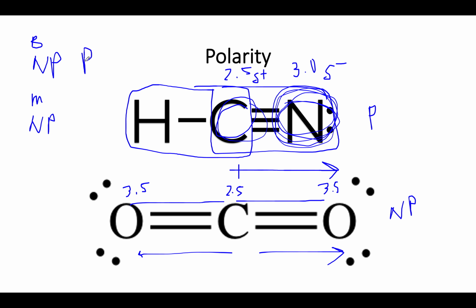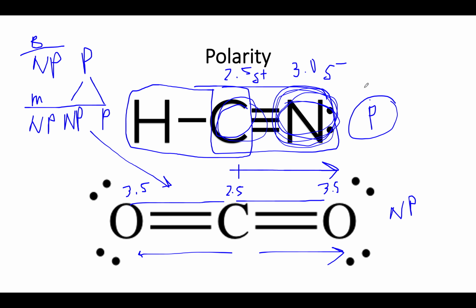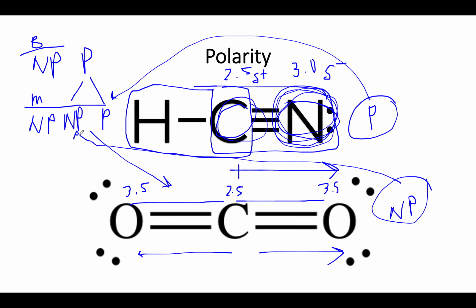If you have a polar bond, you can actually have a nonpolar molecule, as we saw here, because the pulls canceled. Or you can have polar bonds and a polar molecule, because it doesn't cancel. So the nitrogen is pulling to the right, doesn't cancel, that's polar, that's here. Cancels, that's nonpolar, that goes here.